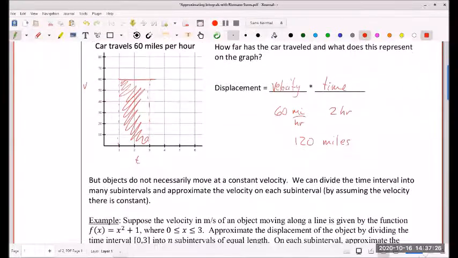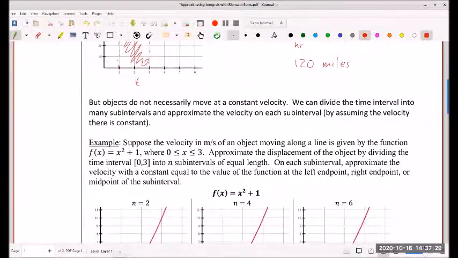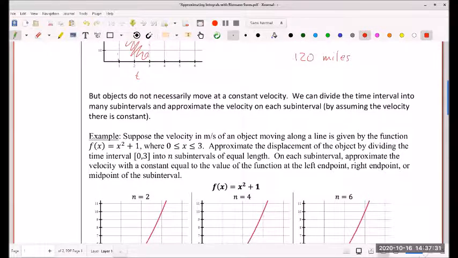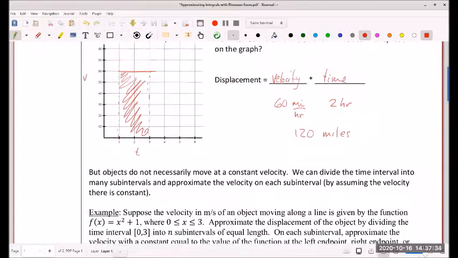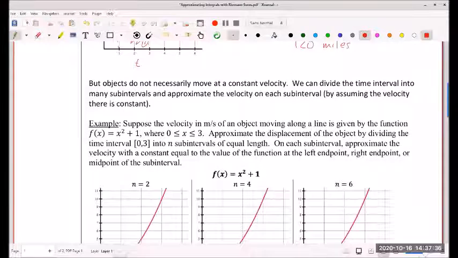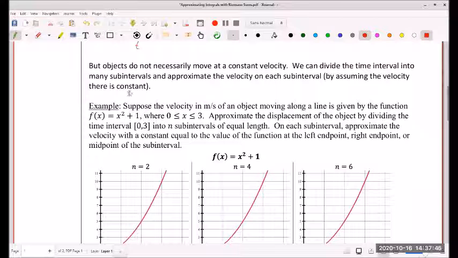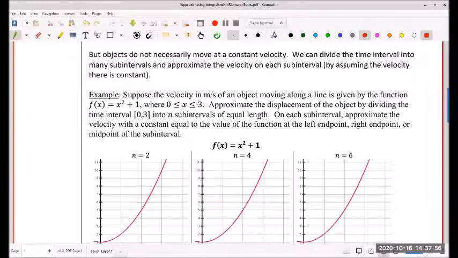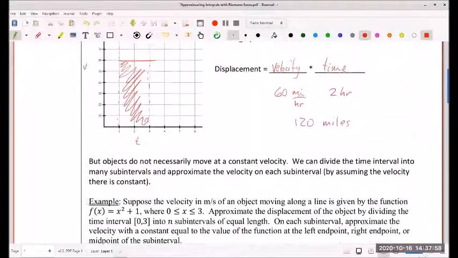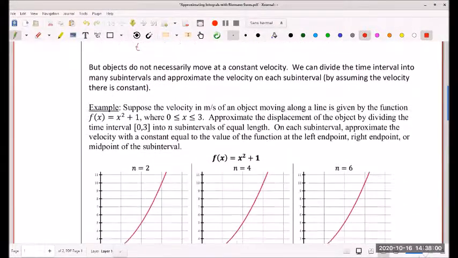So that's an interpretation. So objects don't necessarily move at a constant velocity, though. So what we can do when we have a non-constant velocity is we can divide the time interval into subintervals and approximate the velocity on each subinterval. So what that means is that we'll basically divide the time interval into many different rectangles and find the area of all these rectangles and add them up and use that to approximate the displacement of the car or whatever in this case.